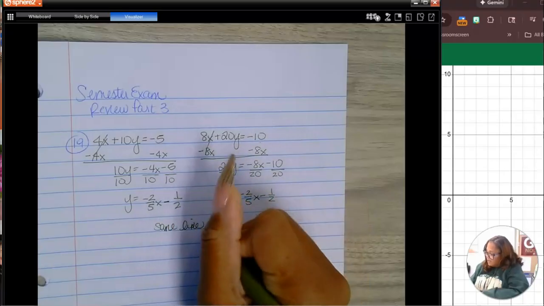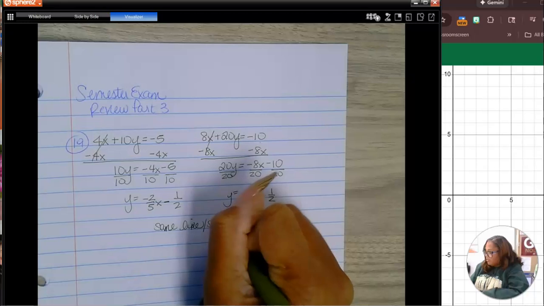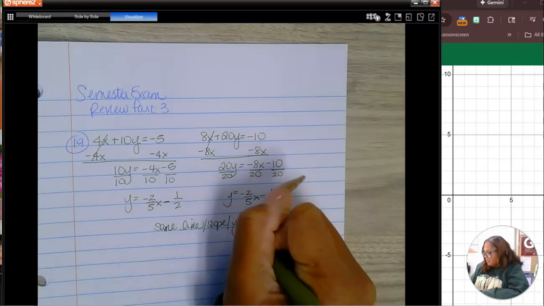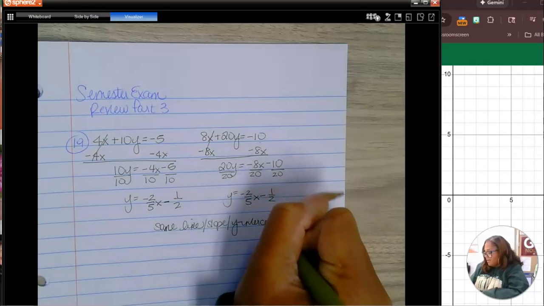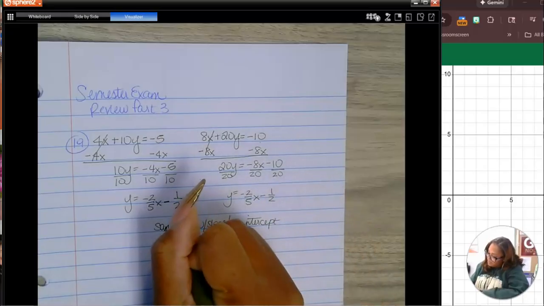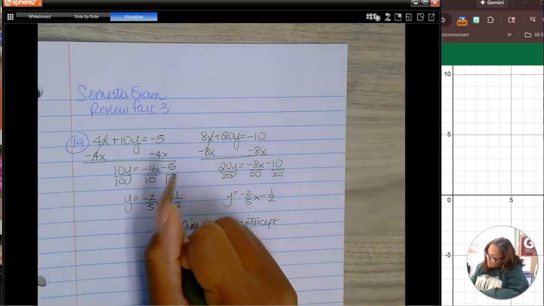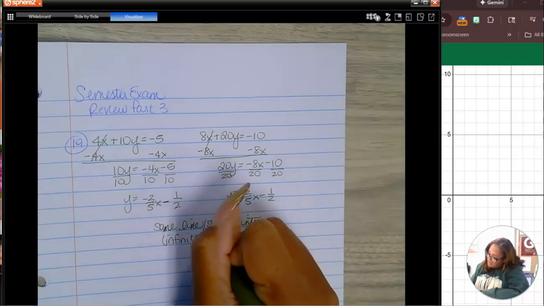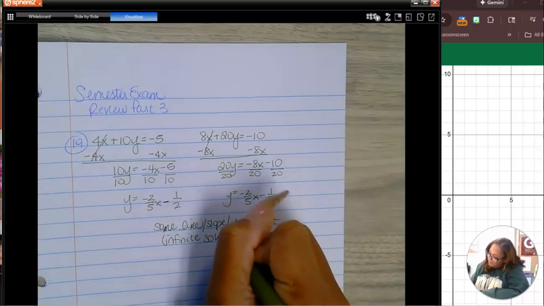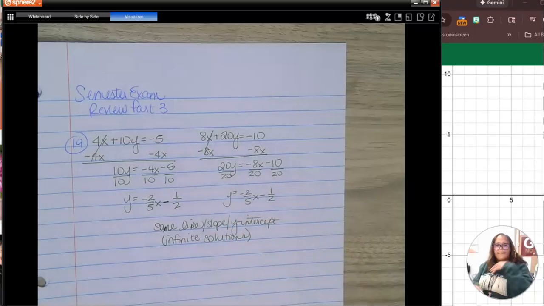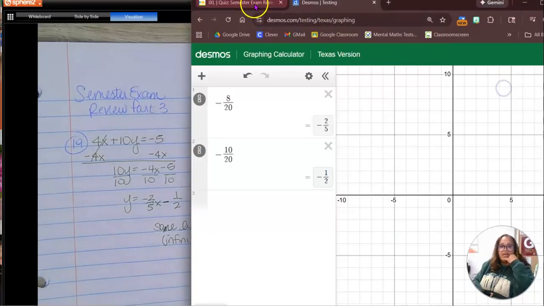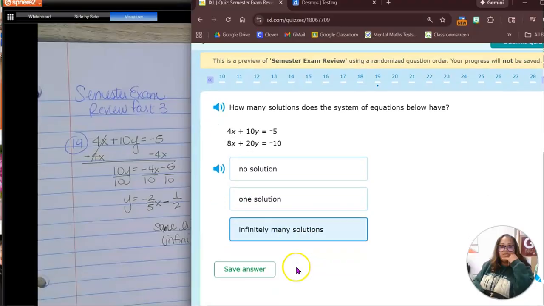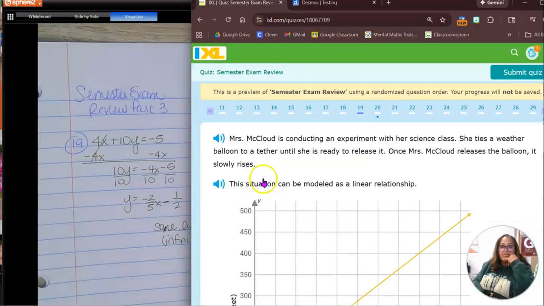Same line, slope, and y-intercept, which means they have infinite solutions. It should be an M. Infinite solutions. Okay, let's go back to IXL, choose infinite solutions, save answer.